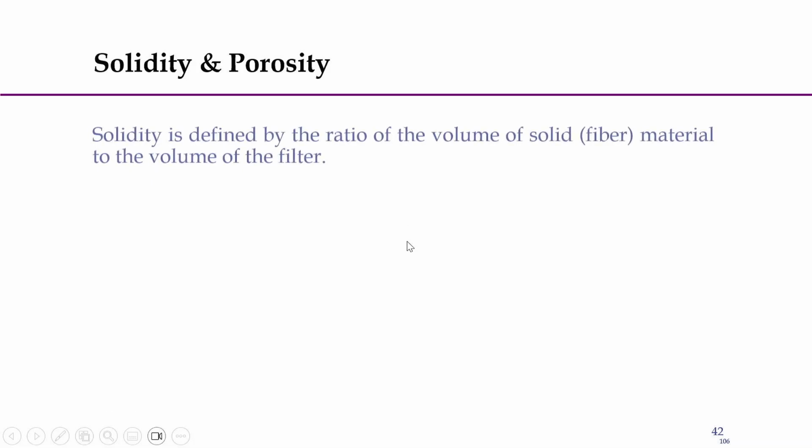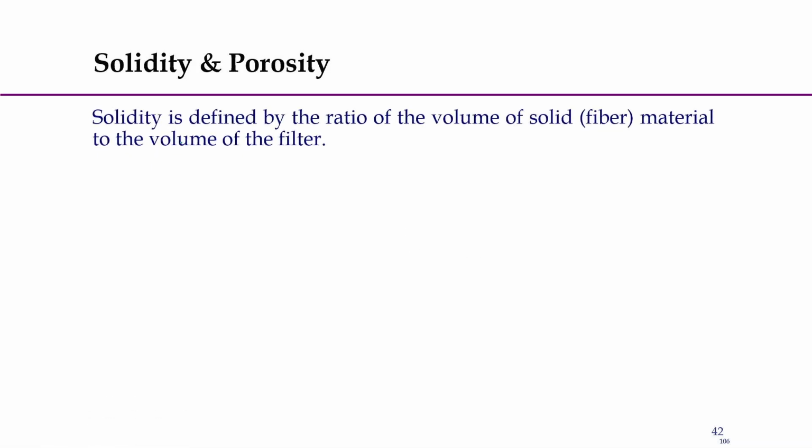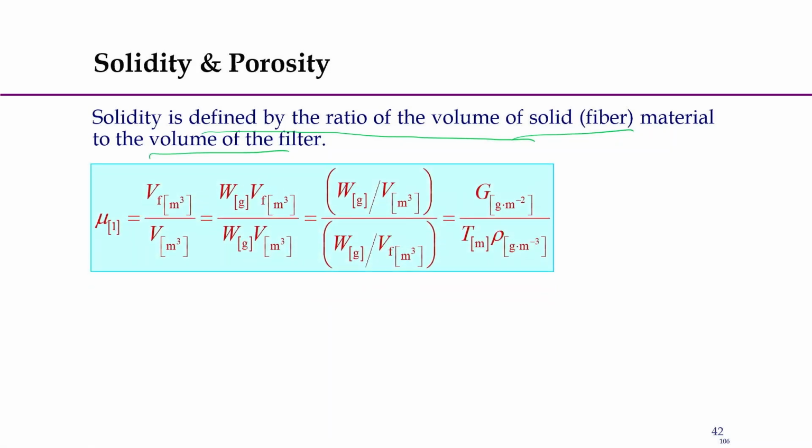Solidity or porosity, how porous the filter medium is, that is expressed by the solidity. So, it is defined by the ratio of the volume of solid, that is material, to the volume of air, that is the porosity of the filter medium. That is the volume of the fiber, and this is the volume of the filter medium.